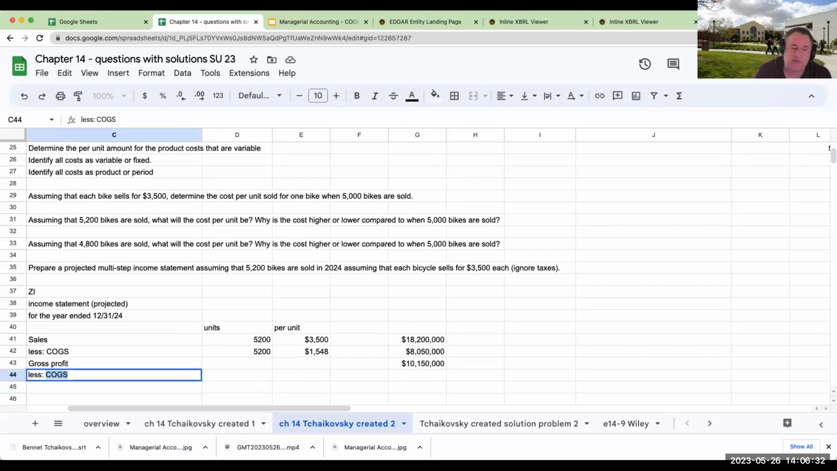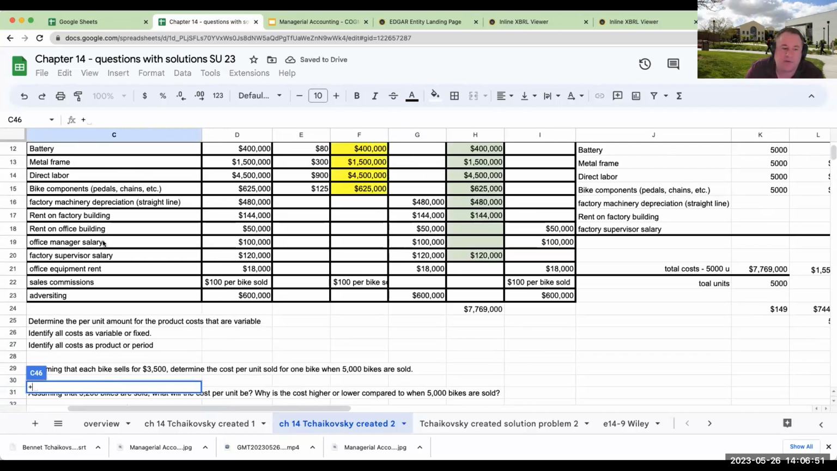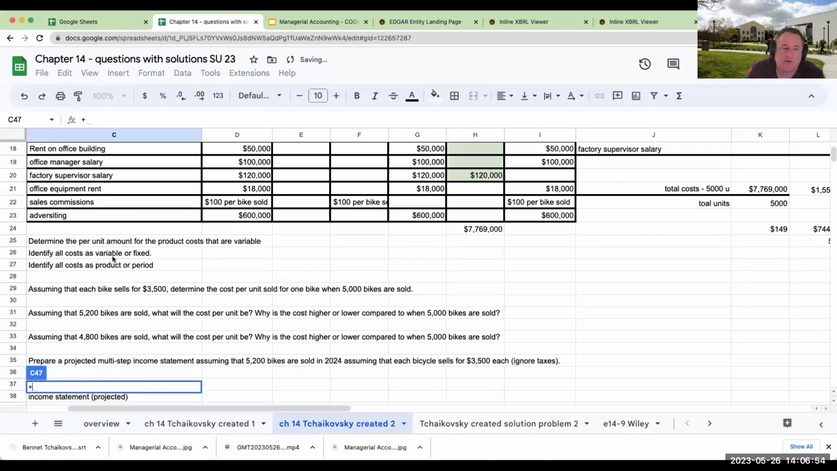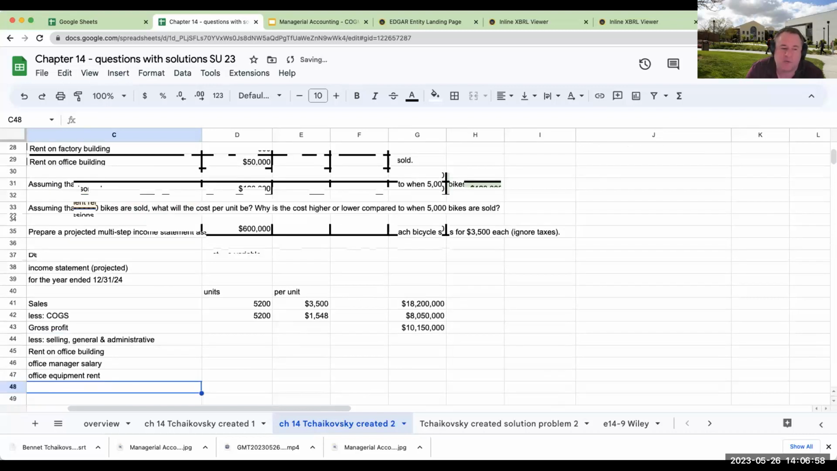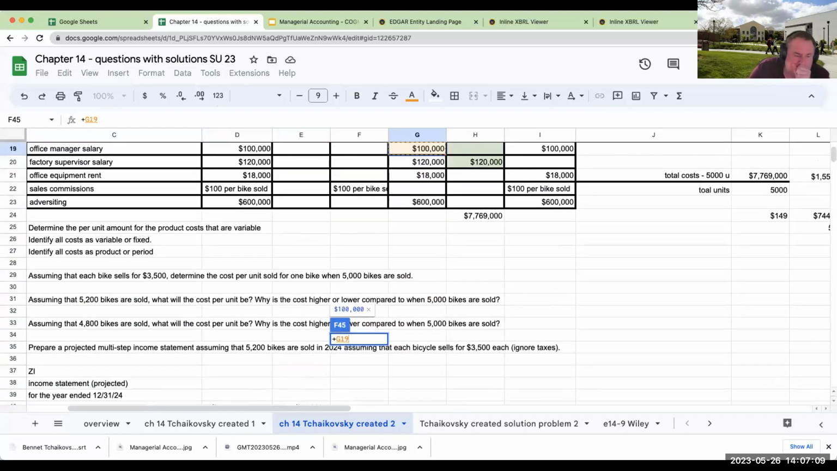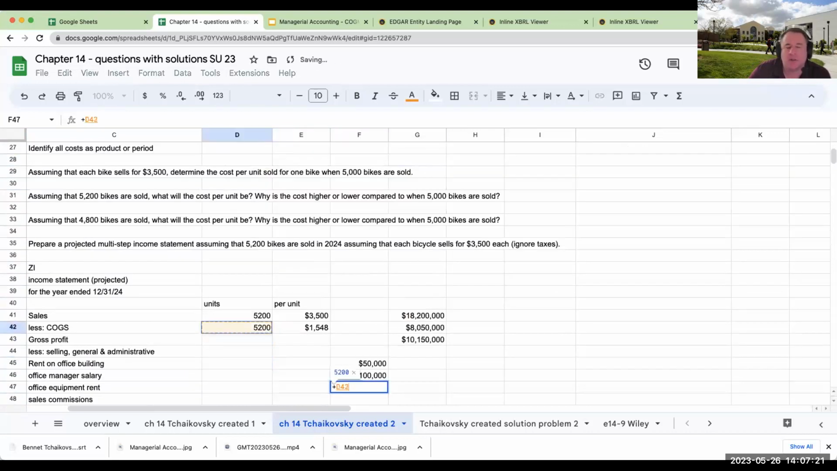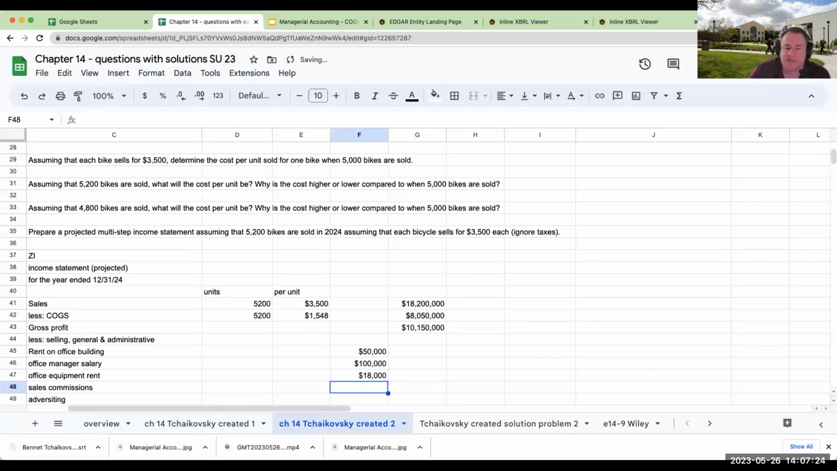Okay, going below here, less selling, general, and administrative. So what are the SG&A costs? It's all of our period costs, right? So over here, the rent on the office building, the office manager's salary, the office equipment rent, the sales commissions, and the advertising. The rent on the office building was $50,000. The office manager's salary was $100,000. The office equipment rent was $18,000.